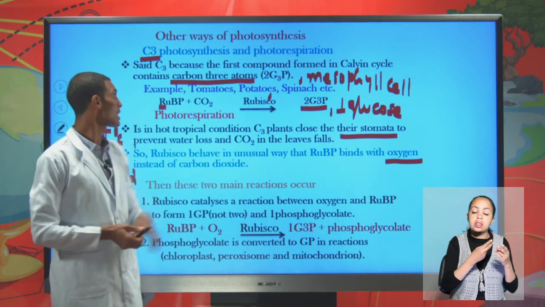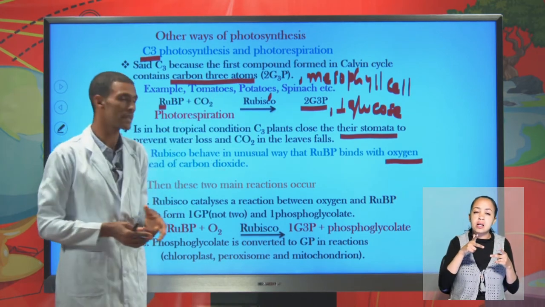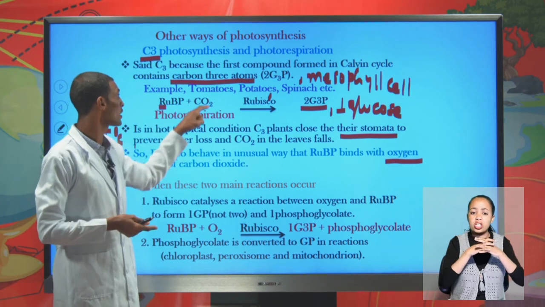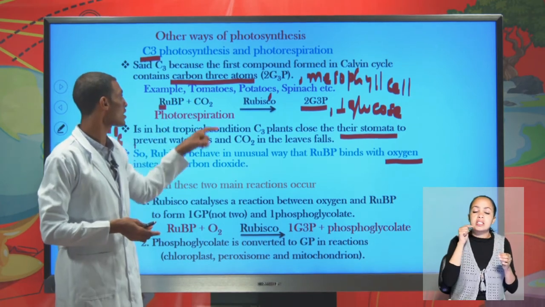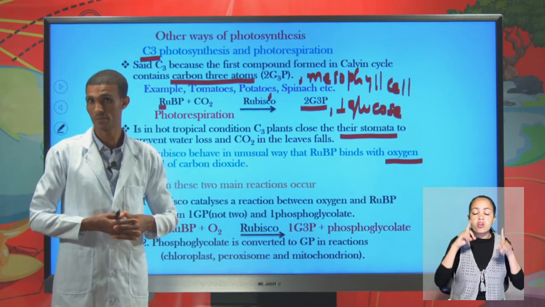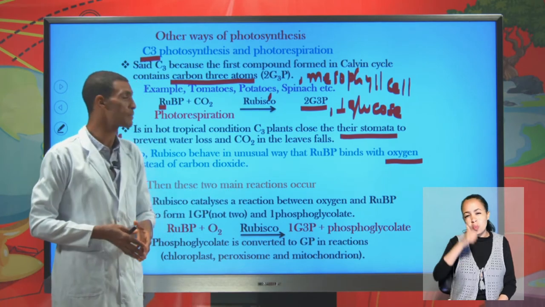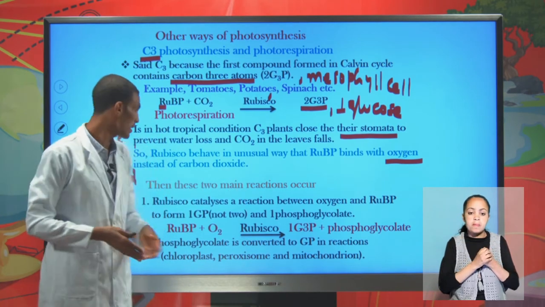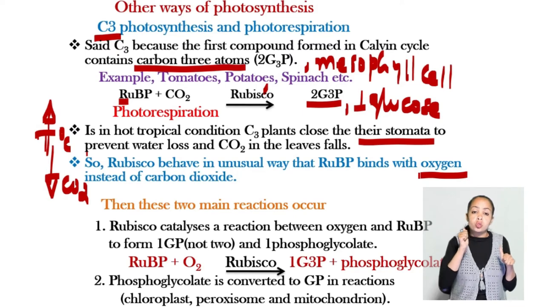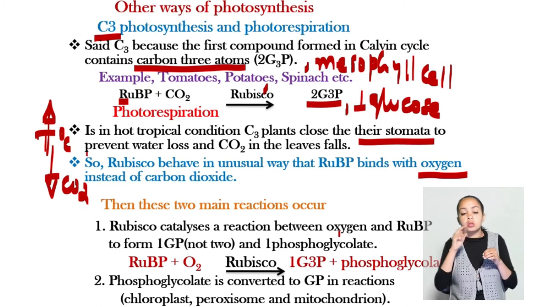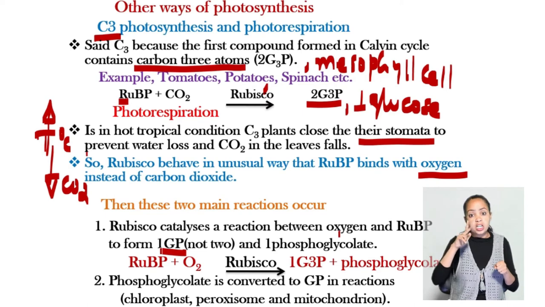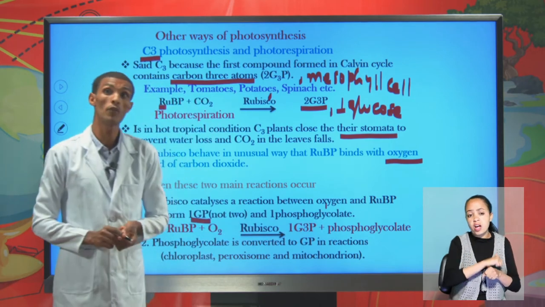The system by which C3 plants behave in this manner, the reaction between ribulose bisphosphate and oxygen instead of carbon dioxide, is said to be photorespiration. Well then, there are two main reactions that take place in this manner. One is Rubisco catalyzes a reaction between oxygen and ribulose bisphosphate instead of carbon dioxide. And again, there is a formation of 1-glycerate-3-phosphate instead of 2-glycerate-3-phosphate, and another formation of 1-phosphoglycolate.